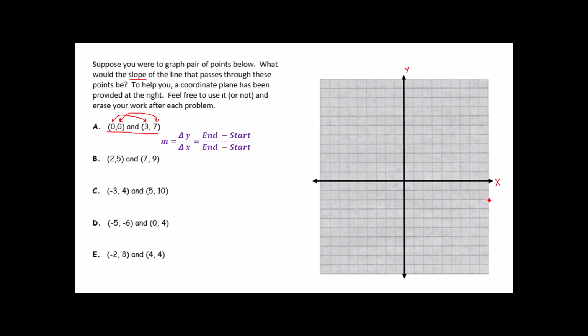In the case of lines, it really doesn't matter which one you call the end or the start. Most people do the one that's farther to the right as the ending point, but as long as you're consistent, it shouldn't matter. My end minus my start says take the 7 minus the 0, subtract your y's, and then take your 3 minus your 0, subtract your x's, and you get a rate of change of 7/3. In other words, if I have the point 0, 0 on a graph, and I have the point 3, 7 on a graph, the constant rate of change would be a rise of 7 and a run of 3.